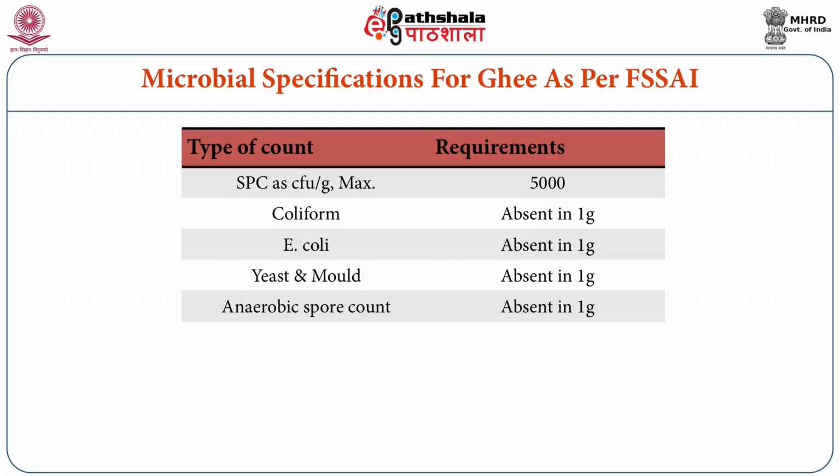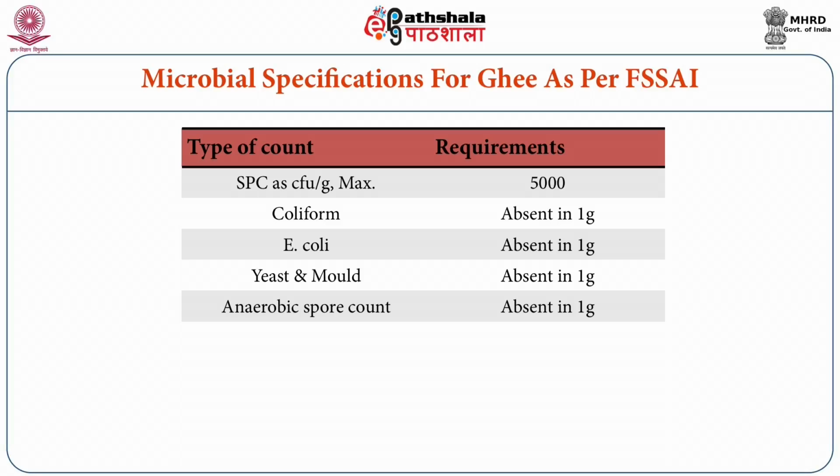Why has spore count been indicated? Ghee is prepared at a temperature of heat clarification around 111 to 118 degrees centigrade for a few minutes. At such a high temperature, you can't expect the vegetative bacteria to survive. Even the spore forming bacteria, which are highly heat resistant, tend to be destroyed, and hence they have given the anaerobic spore count in ghee.